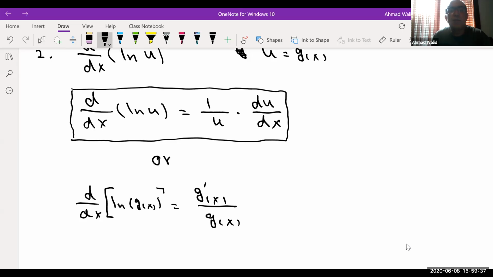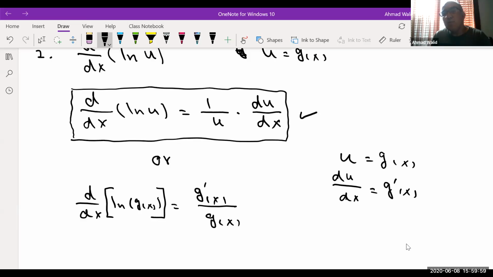Ln of g of x. Both of them are the same. If you use this one or this one, it doesn't matter because your u represents g of x, right? Your u is g of x. Then du dx is actually g prime of x.